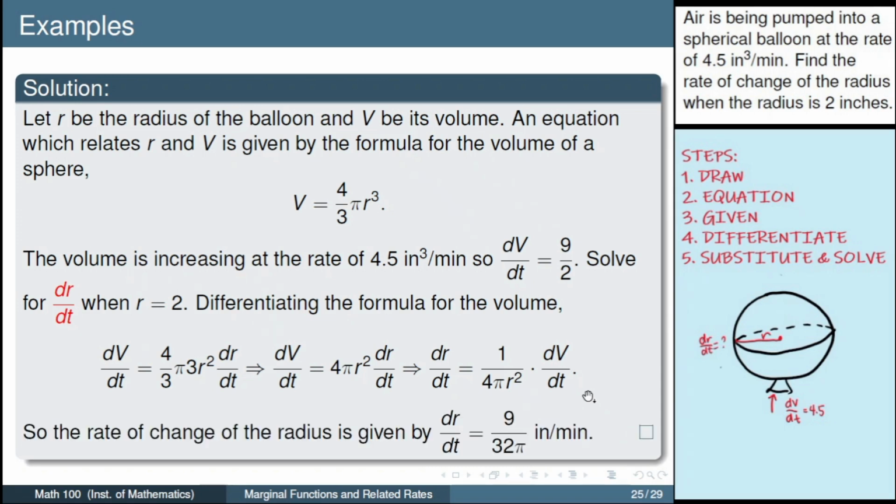Okay? So, therefore, our final answer would be the rate of change of the radius is given by dr over dt equals 9/32 pi inches per minute. So, observe din natin na yung dr over dt natin ay dapat nga positive kasi nag-i-increase yung volume natin. Okay? So, therefore, here, we are relating the rate of change of the volume and the rate of change of the radius of the spherical balloon. Okay?